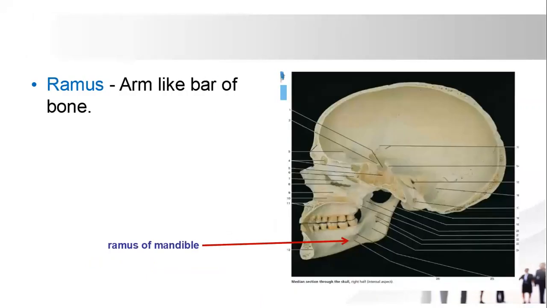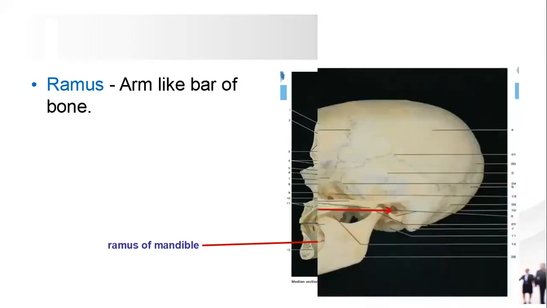We have a ramus. A ramus is an arm-like bar of bone, and for our case, we were able to identify the ramus of the mandible. This is the ramus of the mandible, just an arm-like bar of bone. This is a cranial bone, this is a mandible, this is a maxilla. We will discuss more about these bones and their anatomical features later, but for now, let's just note the ramus.